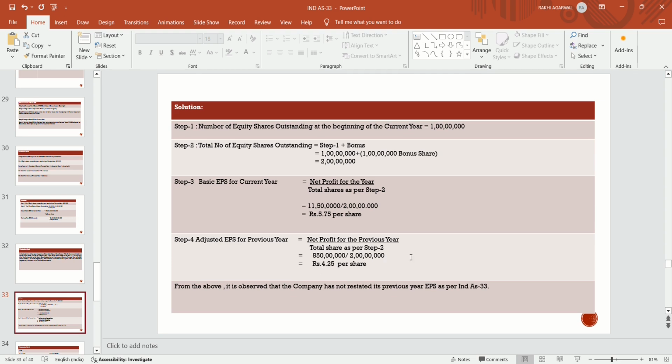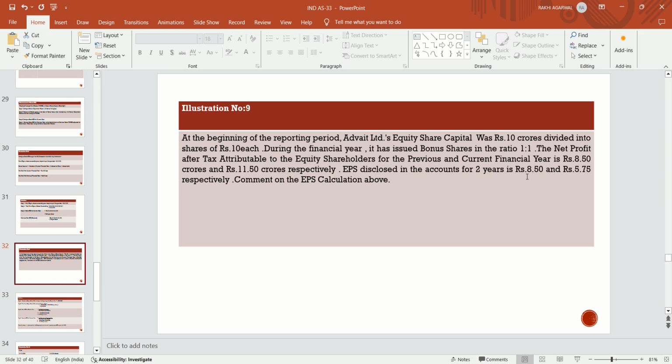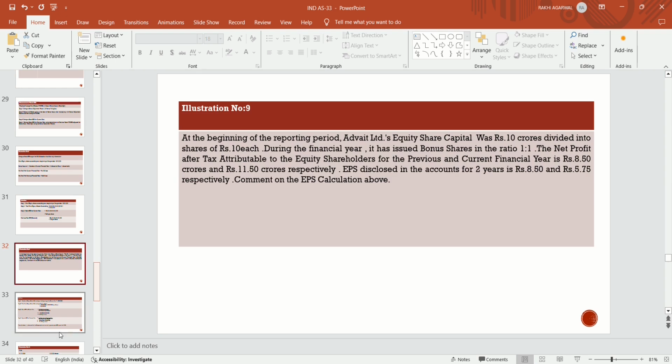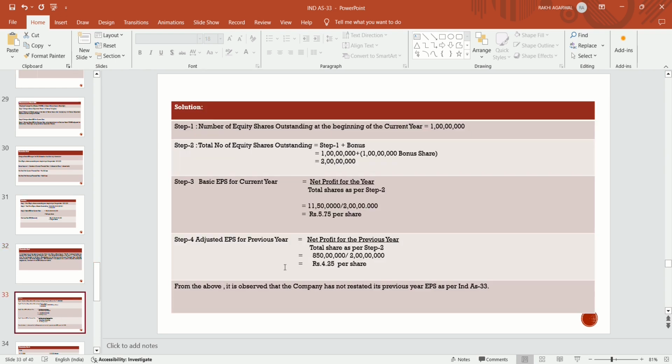8 crore 50 lakhs divided by 2 crore, so it becomes 4.25 per share. So the entity has disclosed the EPS as 8.5 and 5.75. For the current year, they disclose 5.75, which is correct, but for the previous year they disclosed 8.5, which is incorrect as per the calculation of EPS under Ind AS 33.